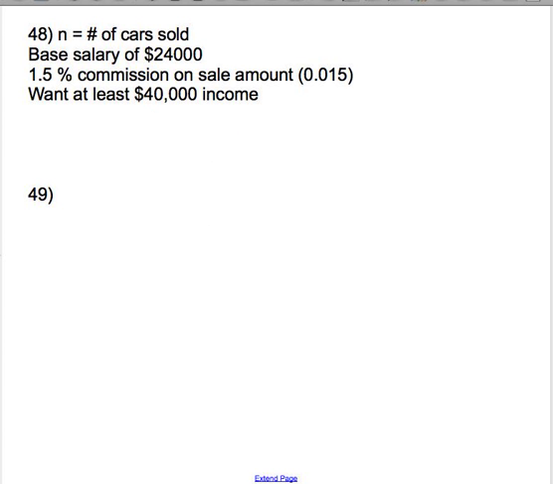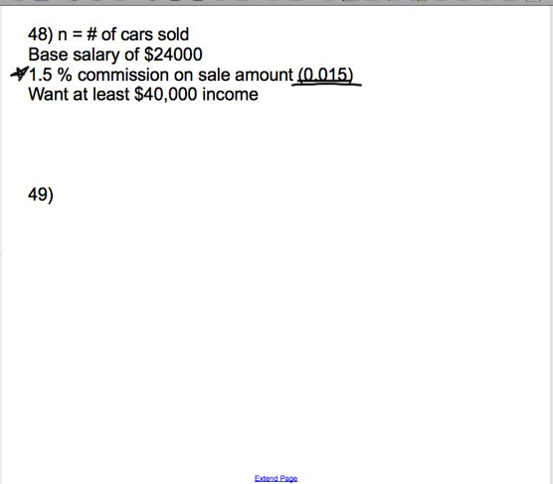Next one we're going to look at is number 48, another story problem. Didn't copy the whole problem, we wrote down some of the pertinent information. Now I said n is going to be the number of cars sold. You could use any variable that you wanted. It says somewhere in there that we get a base salary of $24,000. We get a 1.5% commission on whatever we sell. 1.5% as a decimal is 0.015. And then we also want an income of at least $40,000.